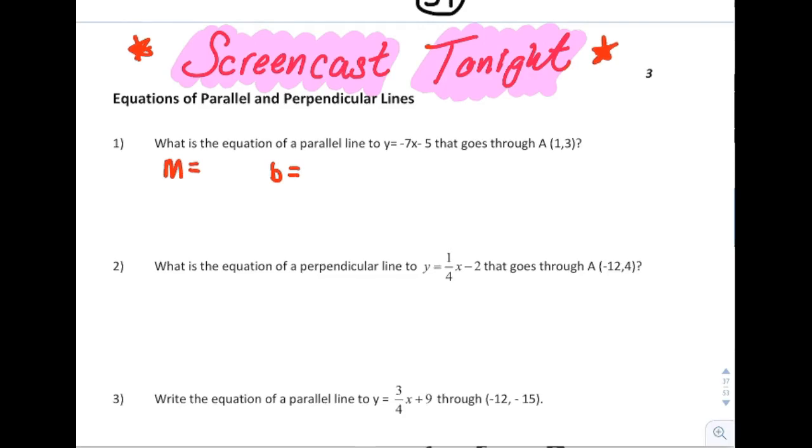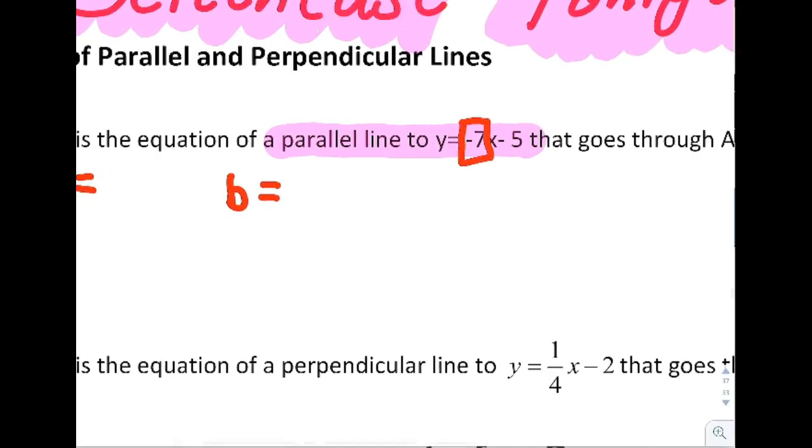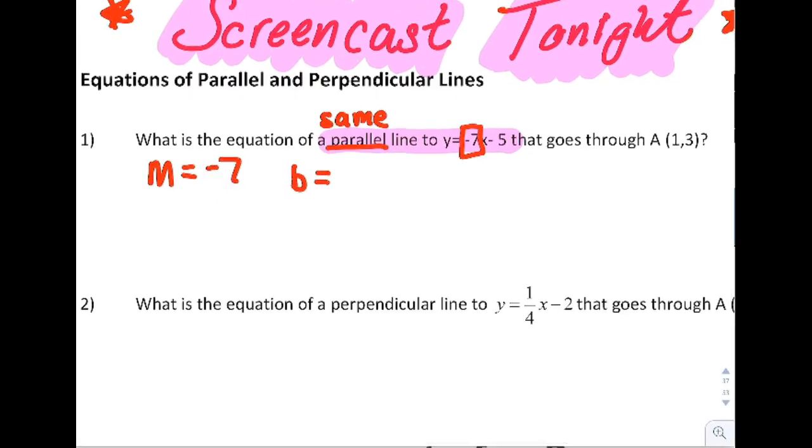It says parallel to the line y equals negative 7x minus 5. All you care about there is the slope is negative 7. And it says parallel, so that means it's the same slope. So the slope is going to be negative 7. None of the other stuff in that equation means anything. You only wanted to borrow the slope from that parallel line.